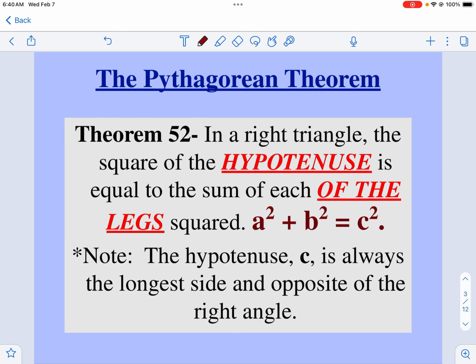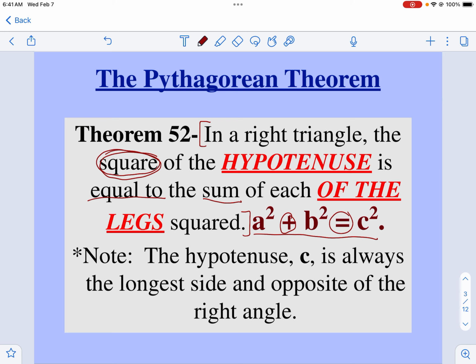The Pythagorean theorem specifically comes to us from Theorem 52. In a right triangle, the square of the hypotenuse is equal to the sum of each of the legs squared. So that's where we get that a squared plus b squared equals c squared format. You can read this as a problem we might see in algebra, where the word sum means we need to add. Equal to, obviously we know that one. The square means I'm going to be taking a quantity and squaring it. We can read this theorem and determine that it's going to be a squared plus b squared equals c squared, a and b representing each of those legs.